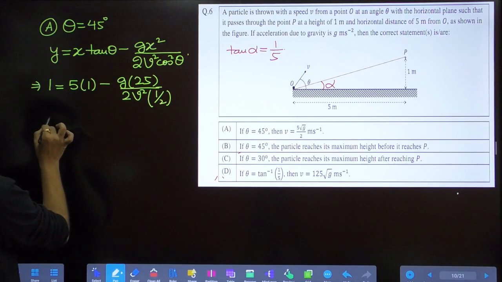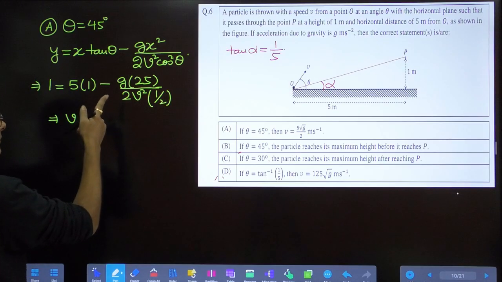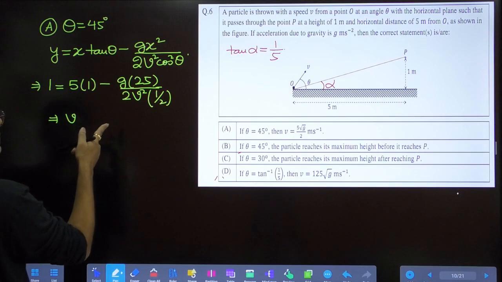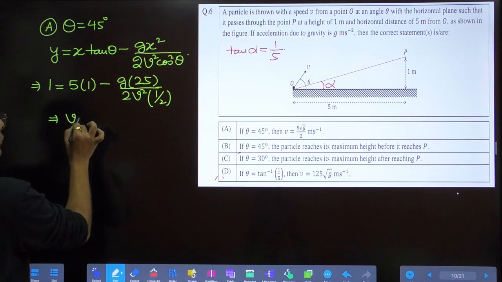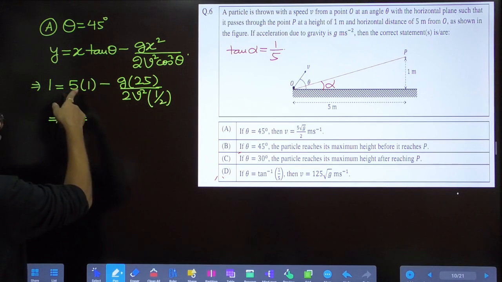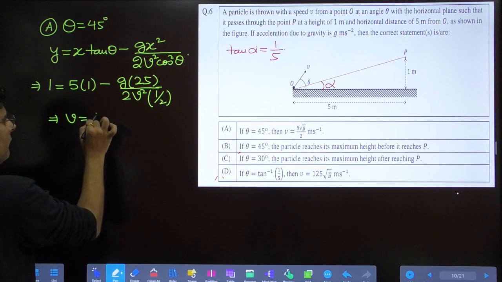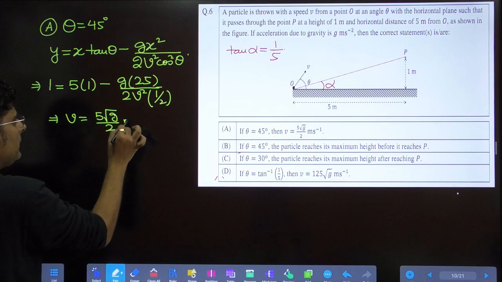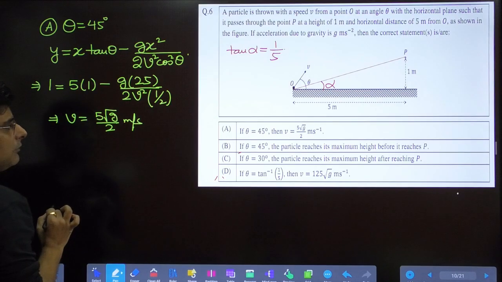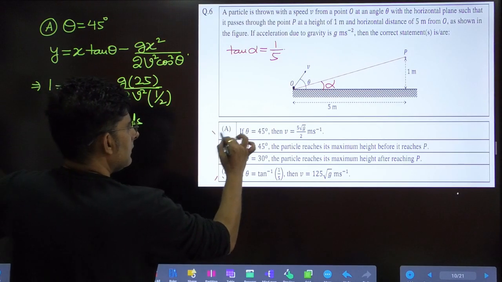So 2 cancels. So from here, v square will become 25g by 4, because 5 minus 1 will come 4. So v will become 5 root g by 2 meter per second. Means A option we can see is correct.